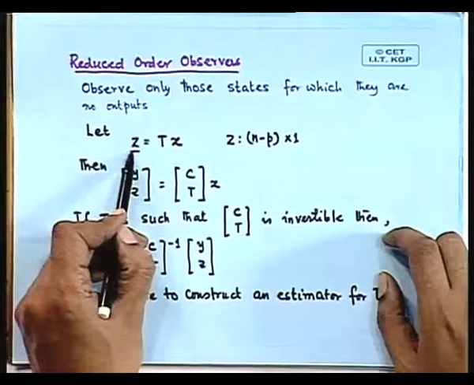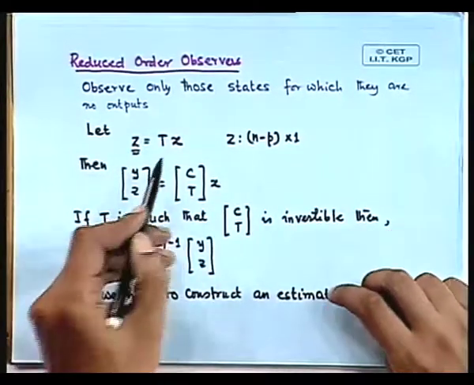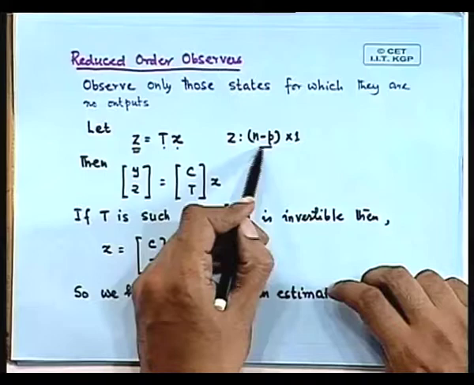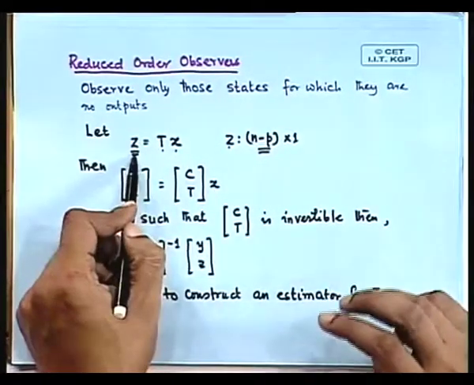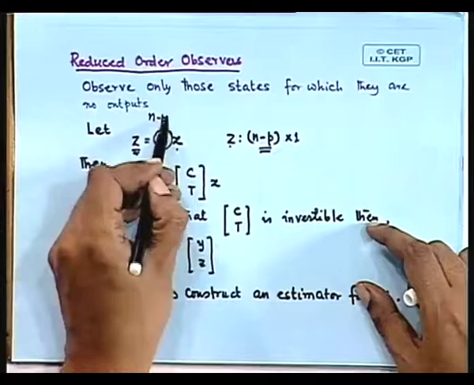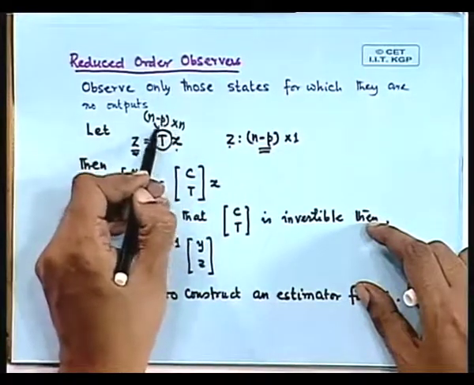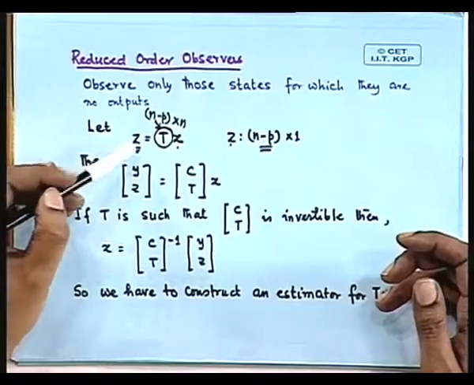Now define a new variable called z, which is T x, where this z is an n minus p dimensional vector. So it is a smaller dimensional vector, which means that T is an n minus p into n dimensional matrix. So basically you are considering linear combinations of the elements of x, and you are considering n minus p such linear combinations. That is the whole idea. So now this is a quantity. Now try to estimate z.